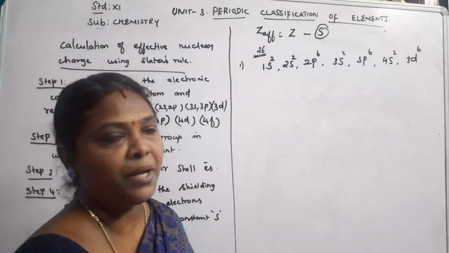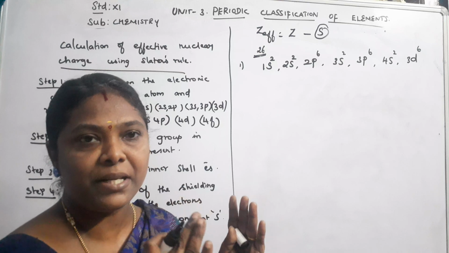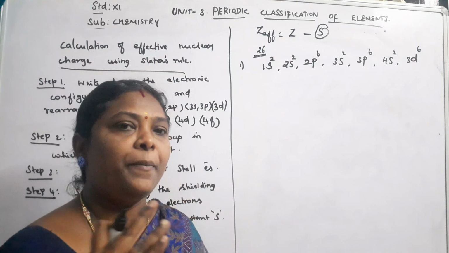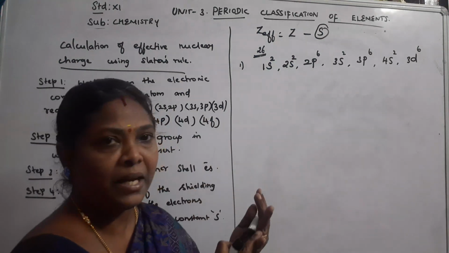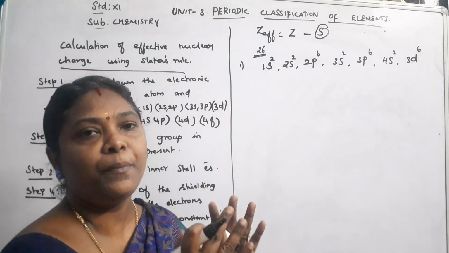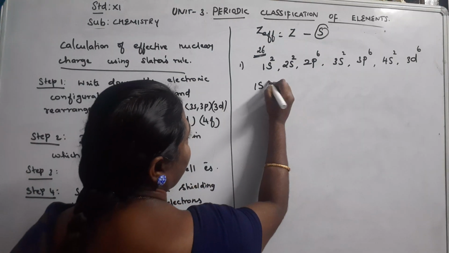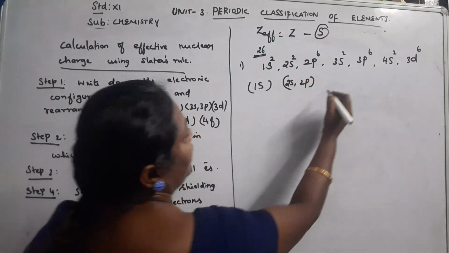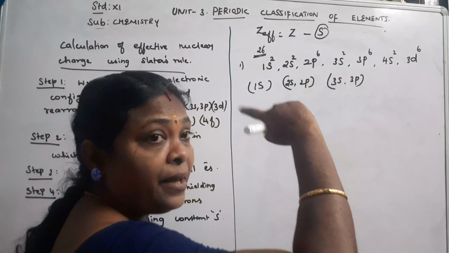How do we have to arrange it now? We have to arrange the ns as well as the np orbitals together, and the d and f orbitals in a separate form. We group the ns and np orbitals together, whereas the remaining d and f orbitals should be written separately. How do we group? First 1s, then 2s, 2p, then 3s, 3p. We are just rearranging the orbitals.